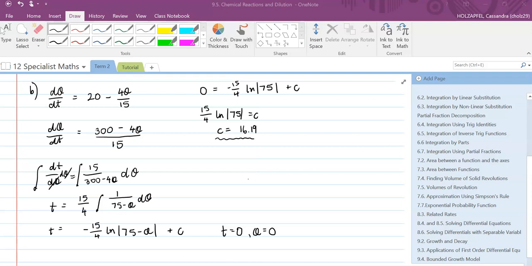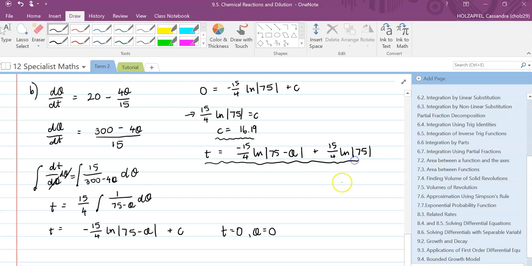Now this is kind of ugly to me. I don't like having to remember to use all those decimals. So just to avoid rounding errors, what I'm actually going to do is substitute this into the function instead. So we've got t is going to be equal to negative 15 over 4 ln of (75 take Q), plus 15 over 4 ln of 75, and that's going to be a nice exact answer. So that's our expression in terms of t.